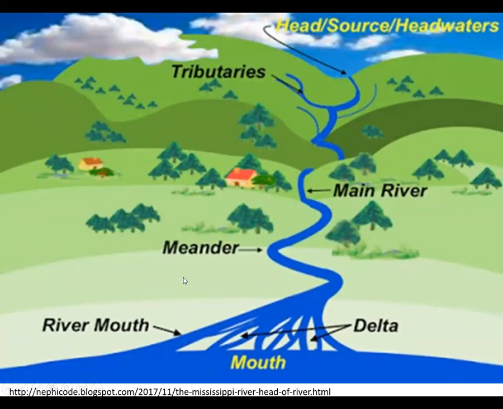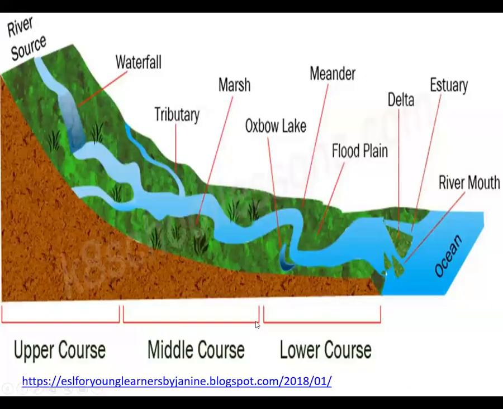And these are the tributaries. This is the headwater. This is the main river. This is a bend in the river. We call this a meander. These are the delta. These are actually sediments deposited by the water flowing in the river. And then the ending of the river is the river mouth. And this should be a lake or an ocean.